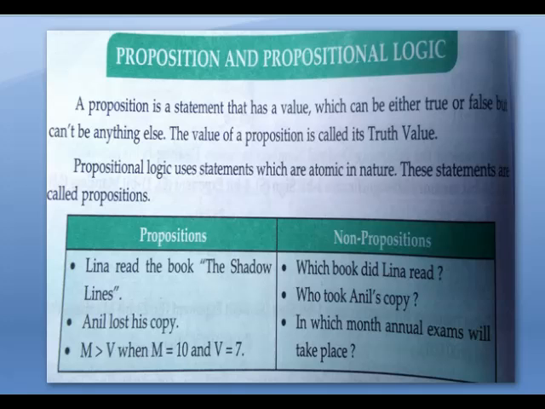So proposition means it is a statement. Okay, it has only two values, that is either true or false. Nothing else is the answer for the proposition. So the value of the proposition, if it is true, that is called a truth value. If it is false, then it is also called a truth value.